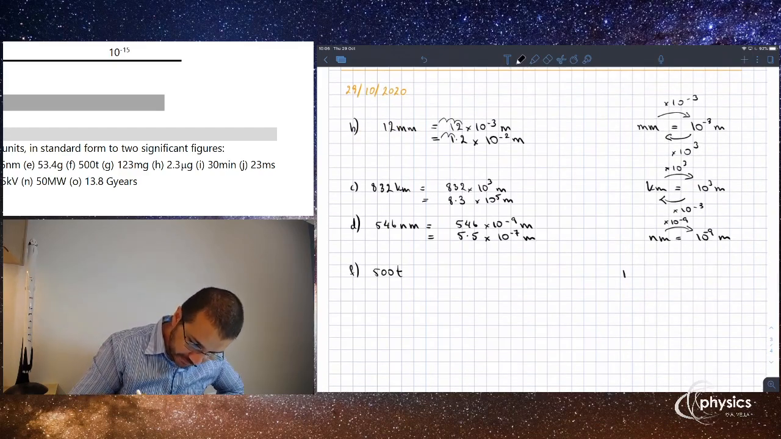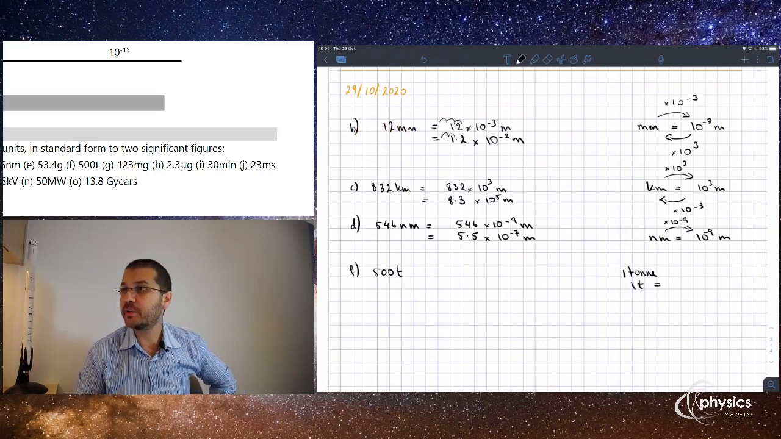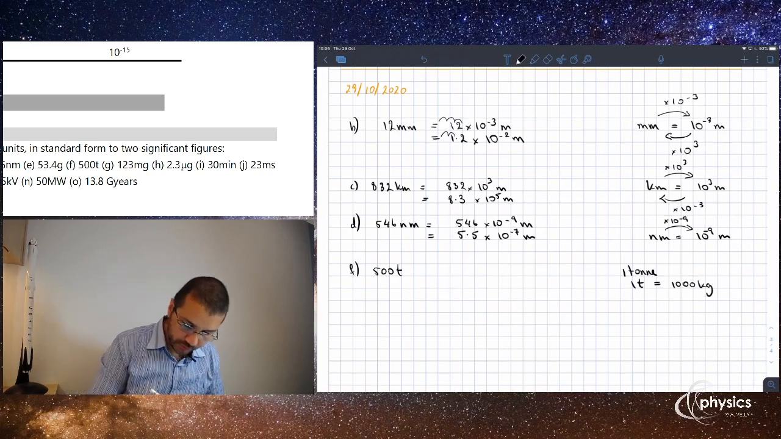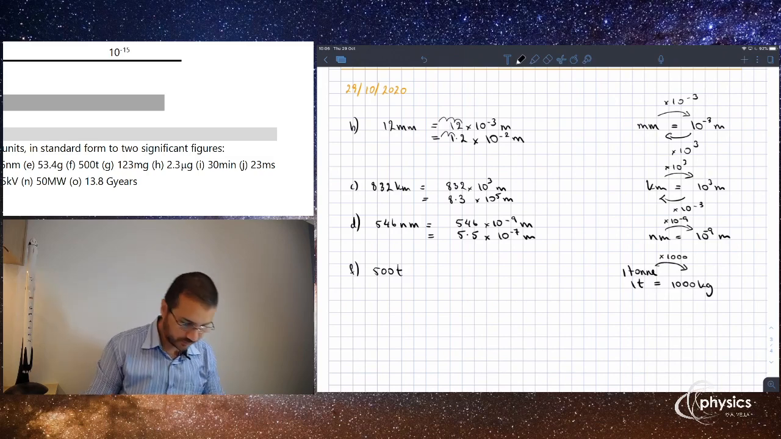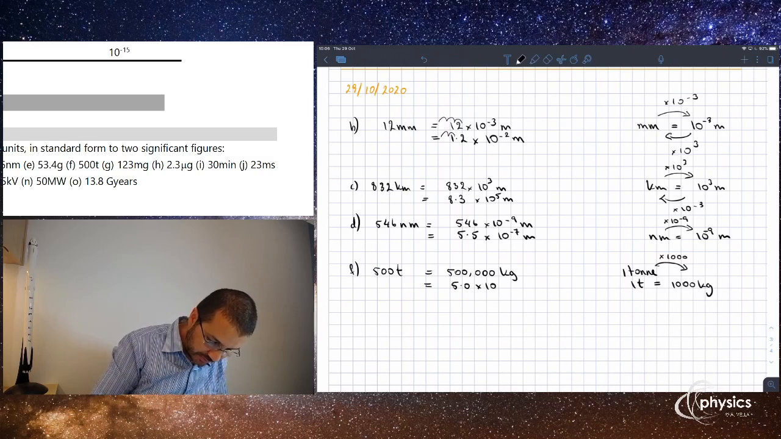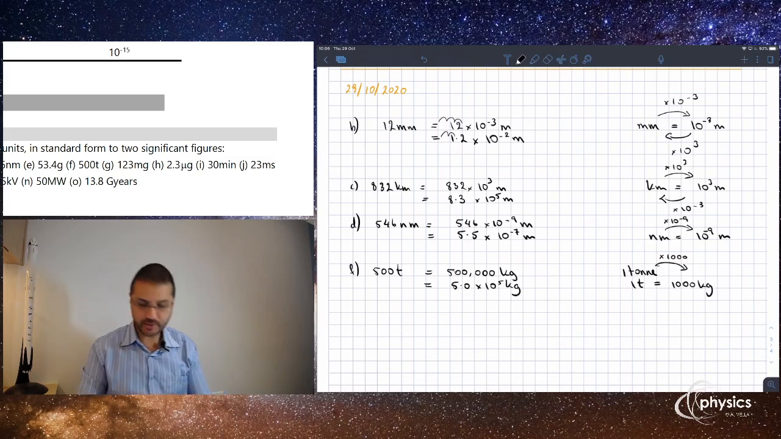In 1 ton, or we have to write 1T, do you know how many kilograms there are? 1,000. Exactly. 1,000 kilograms. So to move from tons to kilograms, we have to multiply by 1,000. Therefore, this is equal to 500,000 kilograms. If we write it in standard form, it is 5 times, 1, 2, 3, 4, 5, 10 to the 5 kilograms. Alright?